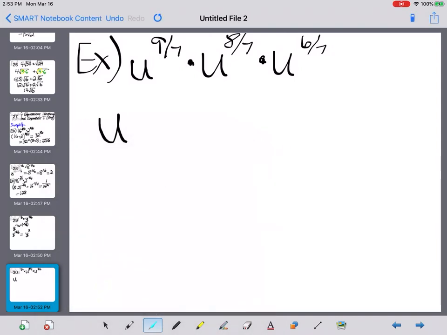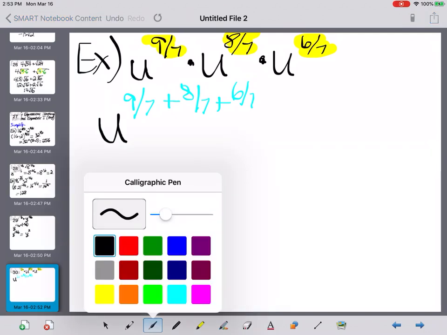So we're going to do 9... work with me, come on. So u to the 9/7 plus 8/7 plus 6/7. Because, I can highlight that. Add those up.